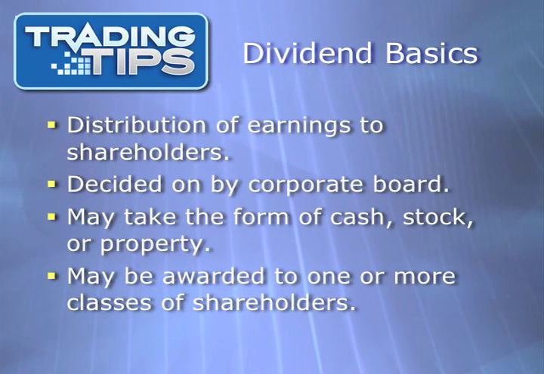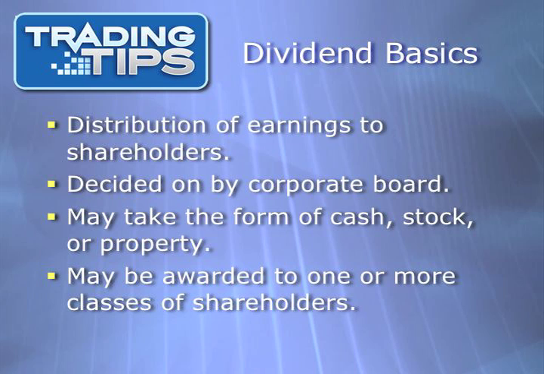First, a few basics. A dividend is a distribution of a company's earnings directly to shareholders. Dividends are normally declared annually, but paid quarterly. They are decided on by the company's board of directors. Dividends may take the form of cash, stock, or property, but they're usually cash payments. Some companies allow you to reinvest your cash dividend payment in stock. Finally, dividends may be awarded to one or more classes of shareholders, such as the holders of preferred stock.